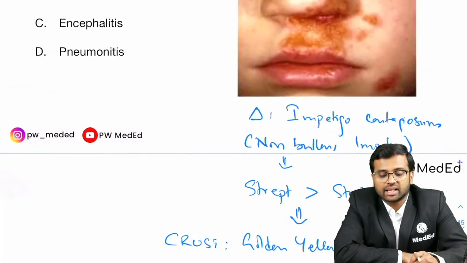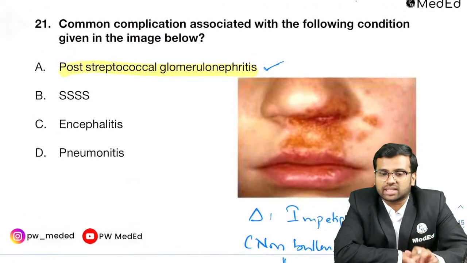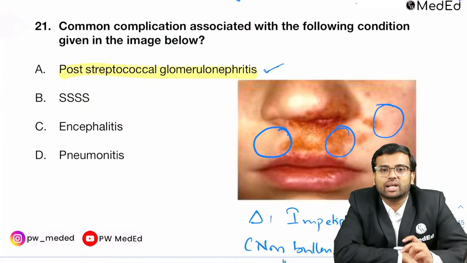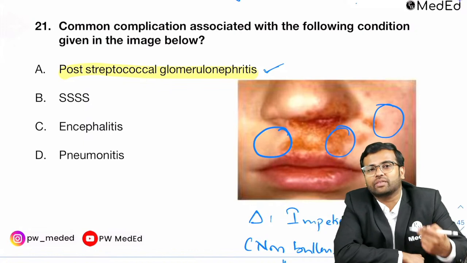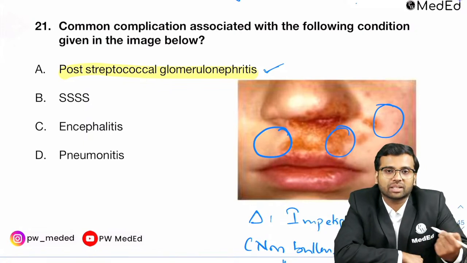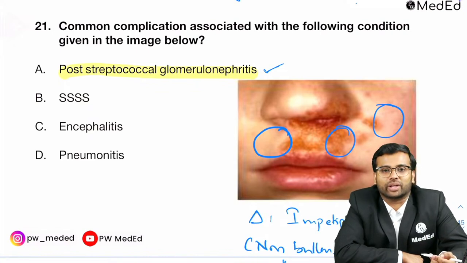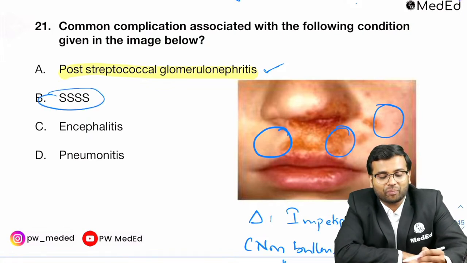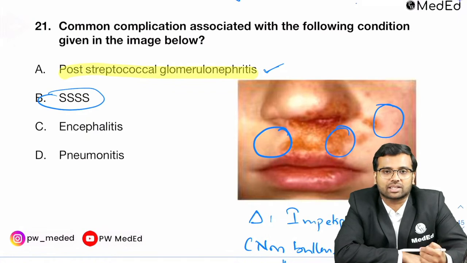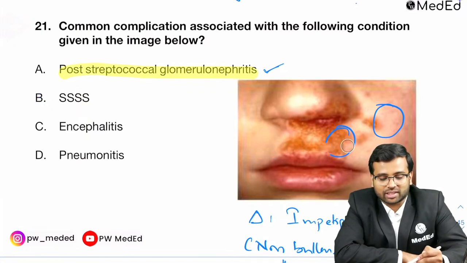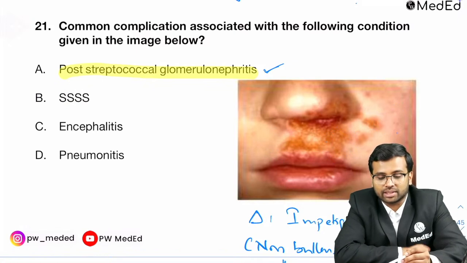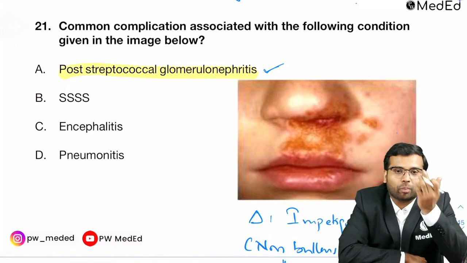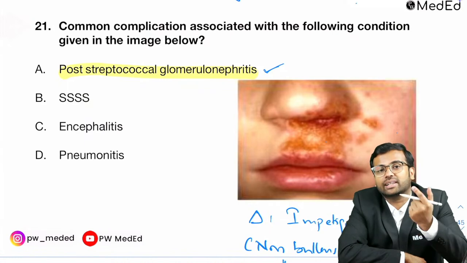Fine. Now whereas in case this question was the same, but the patient was having large bullous lesions. So in case it is a bullous impetigo, what would have been the answer given the same options? Bullous impetigo is usually caused by Staphylococcus aureus, correct? So in case the Staphylococcus aureus is not treated properly, it can lead to staphylococcal scalded skin syndrome. Fine. So please make sure that you have these concepts very clear. Non-bullous impetigo means post-streptococcal glomerulonephritis, whereas bullous impetigo means the complication can be staphylococcal scalded skin syndrome.